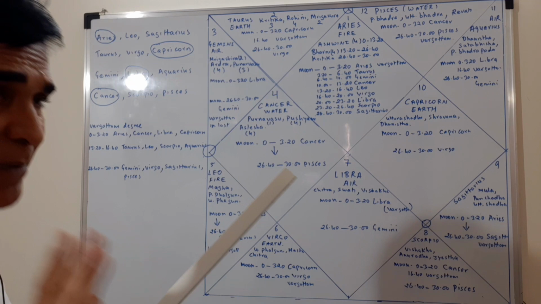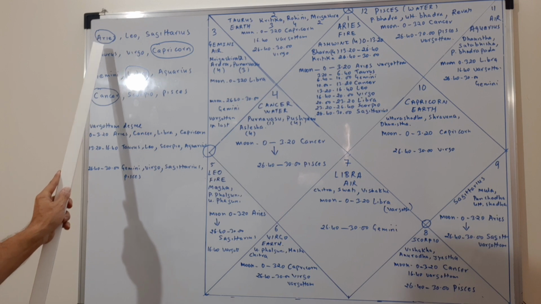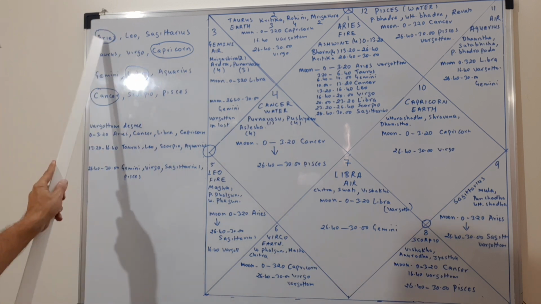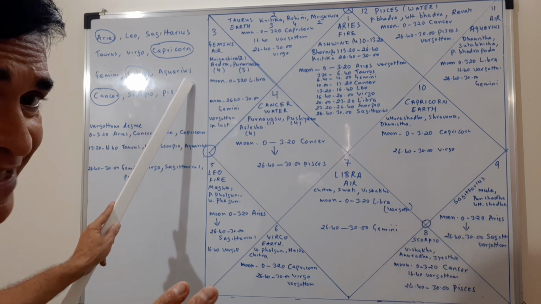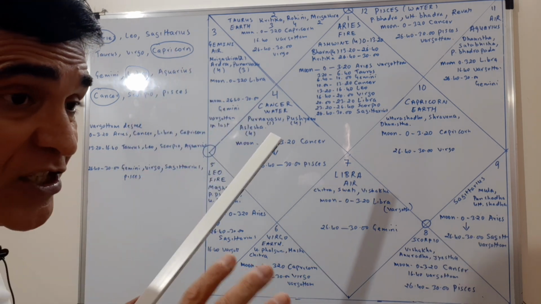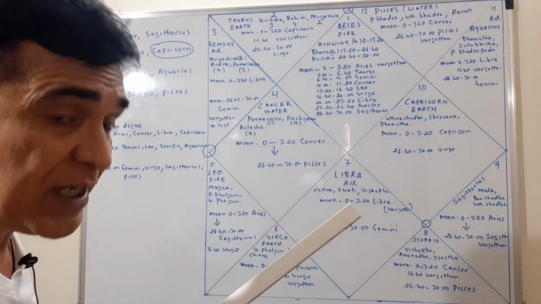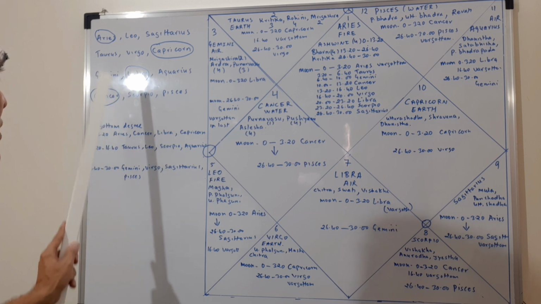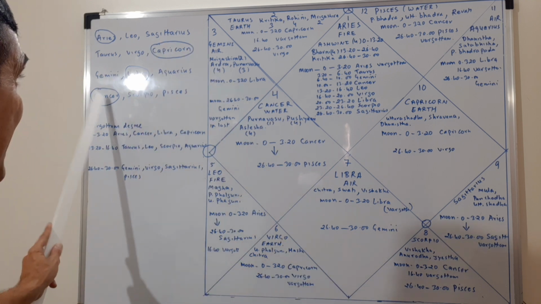If your moon happens to be at 0 degree in either Aries, Leo or Sagittarius, you will always begin with Aries. If it happens to be in Gemini, Libra or Aquarius, all are air signs, you will always see Libra starting. Taurus, Virgo and Capricorn, you will always begin from Capricorn. If you're born under Cancer, Scorpio or Pisces, you will always see Cancer here.